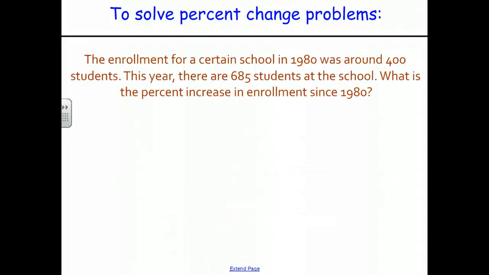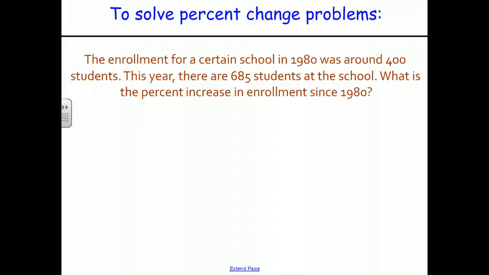And we're going to look at a school here where the enrollment in 1980 was around 400 students. This year there are 685 students. What is the percent increase in enrollment since 1980? Now I'm not going to ask you to pause the video. Feel free to if you want to go through this, but we'll go through this one more example and then I'll give you 3 questions to work on for percent change.